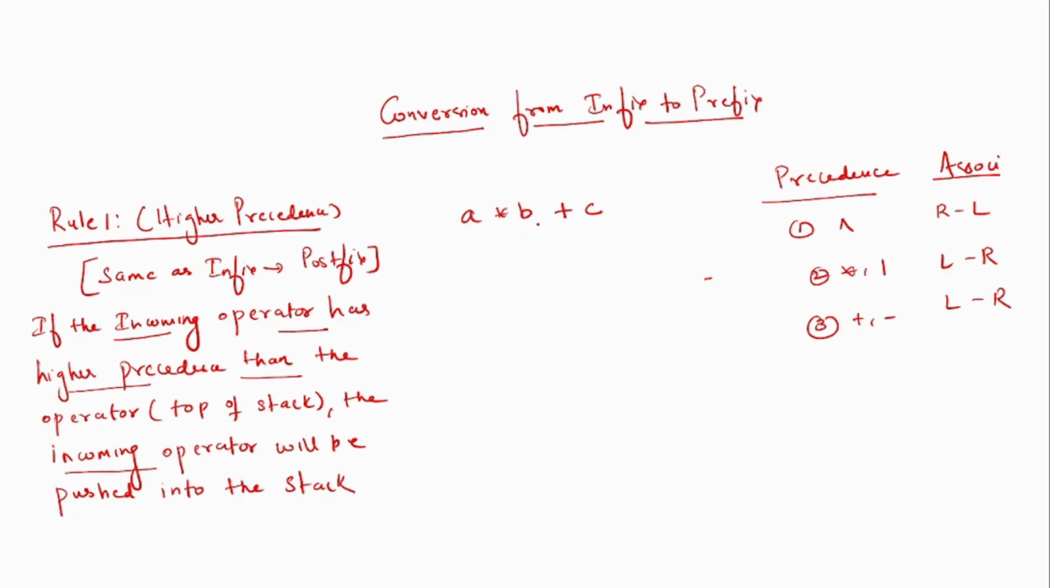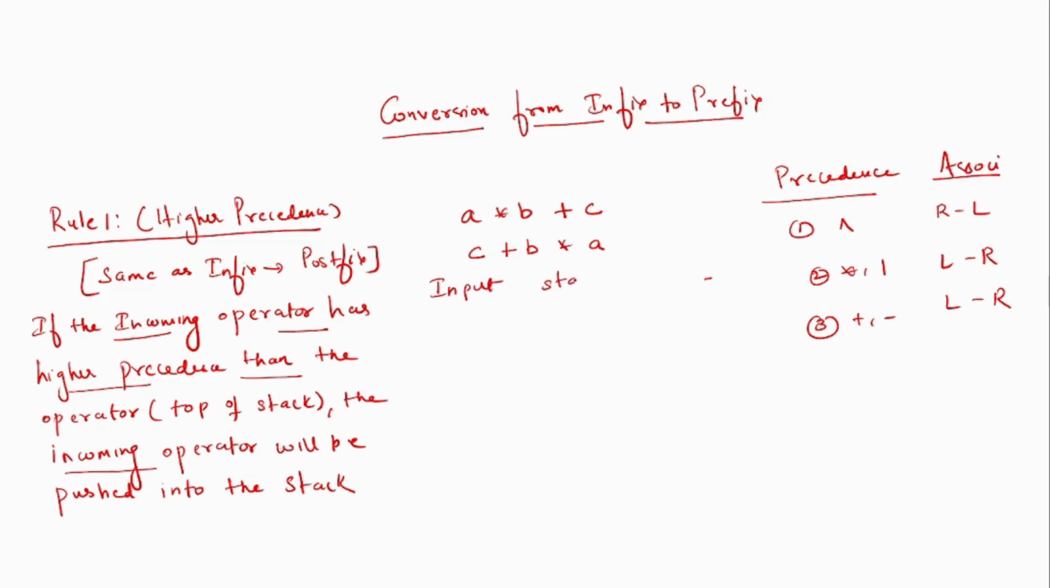Let us take this expression. And then we will first reverse this expression. For converting from infix to prefix, we need to first reverse the expression. So I will say here C plus B star A. After reversing, we will do the same method as we have done for infix to postfix.